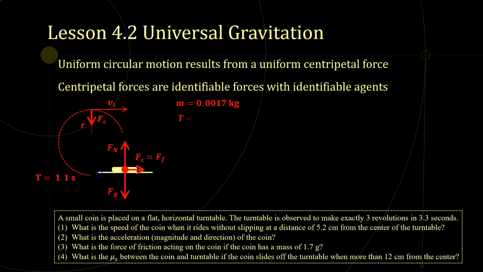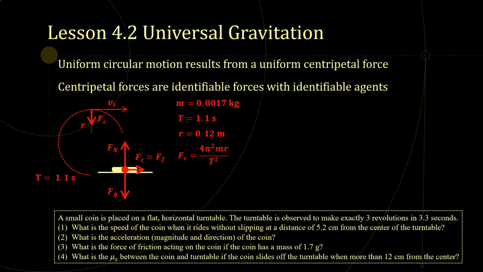Let's see if I can solve for this. I'm going to carry along my period. My radius is, instead of being 0.052, now 0.12 because it's 12 centimeters. And again, because I'm using force potentially in here, because I'm using friction force, and the coefficient of friction is a ratio between two forces, I have to have everything in kilograms, meters, and seconds.